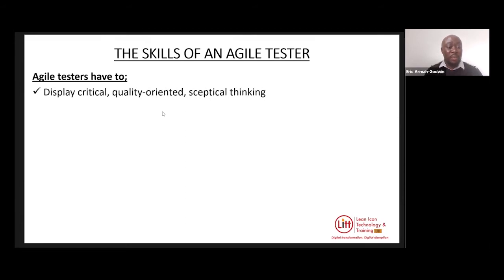They have to display critical, quality-oriented, and skeptical thinking. Okay, so if it looks like your test analyst is too skeptical, it is an expectation of an Agile tester. They have to display quality-oriented, skeptical thinking. So if you're a BA or a product owner and your tester is acting funny, it is expected. We have to display that skeptical thinking.